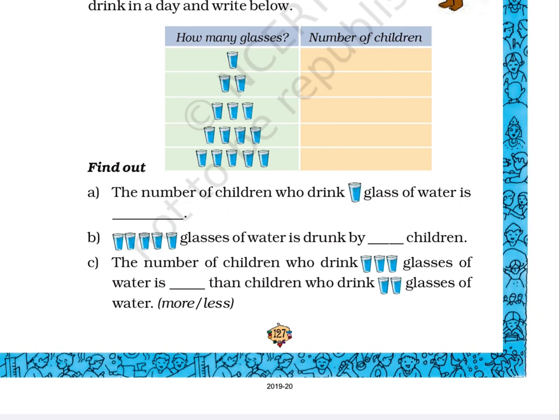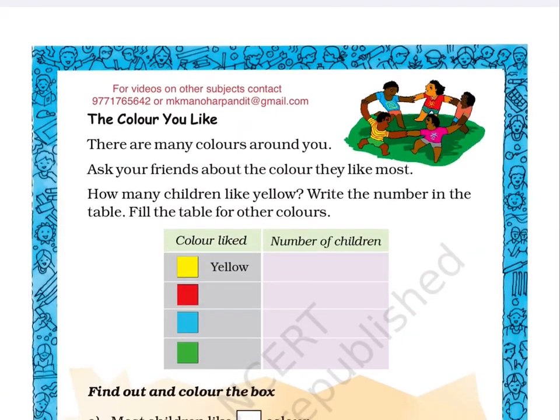Page 128. The color you like. There are many colors around you. Picture 1 on the right side shows 5 children wearing different colored clothes, forming a circle by holding hands. Ask your friends about the color they like most.